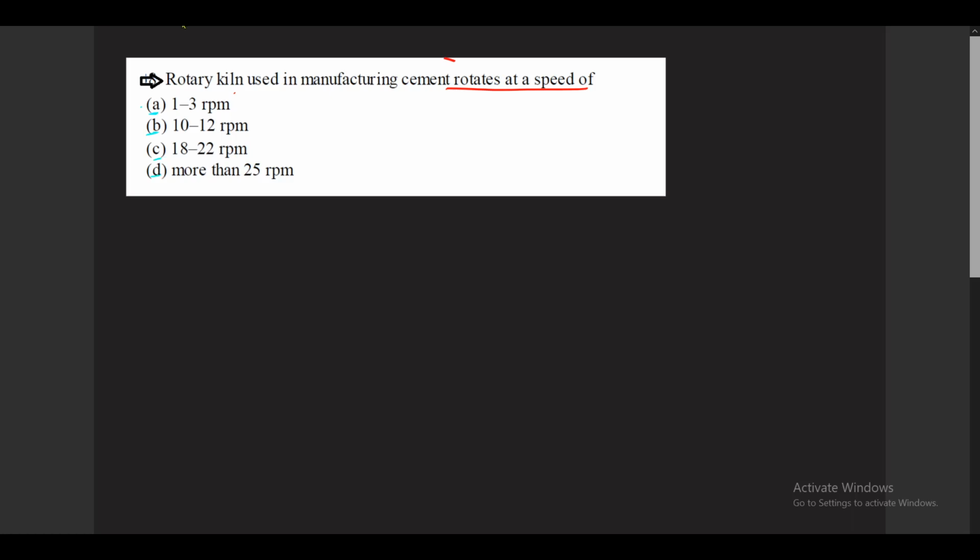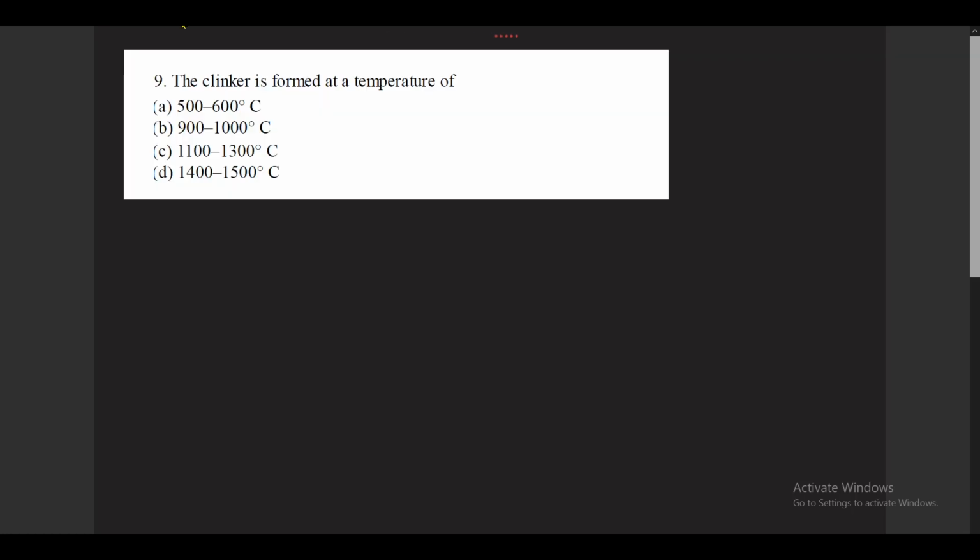So remember always, the rotation speed of that kiln is 1 to 3 rpm. It is 1 to 3 rotations per minute, which is the correct option over here. So this is the correct answer. Now next, let's see another question here.